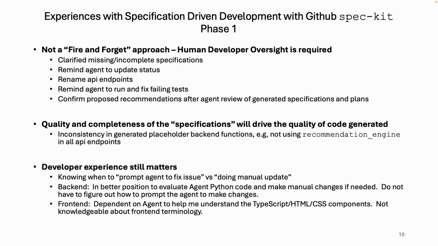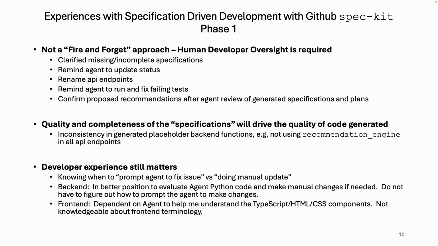To close off phase 1, let's look at some of the key experiences from this phase. First, specification-driven development is not a fire and forget approach. Human developer oversight is essential. For example, I had to clarify missing specifications, remind the agent to update status, rename API endpoints, direct the agent to fix failing tasks, and confirm recommendations.